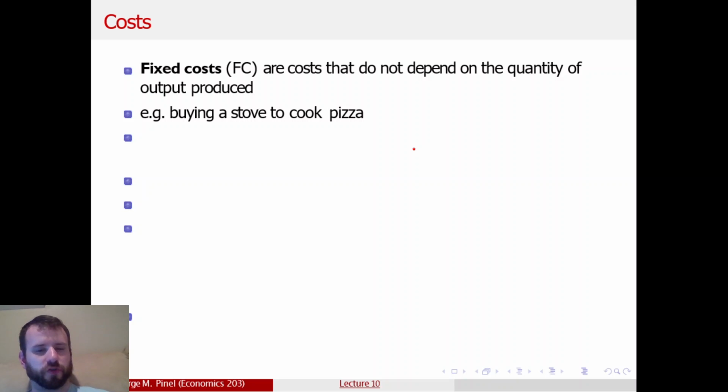So buying a stove to cook pizza would be a fixed cost. Doesn't matter how many pizzas you make, you need that stove as a precondition to do your business. Okay.